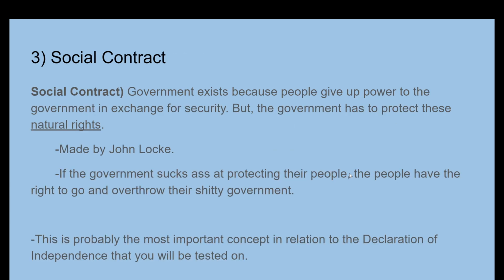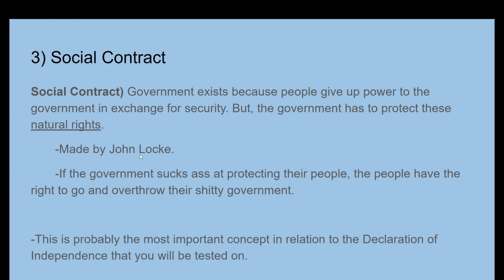Alright, and then we have social contract. This is a loose definition, but government exists because people give up their power to the government in exchange for security. But the government has to protect these natural rights in order for this social contract to be upheld. So people willingly give up their power for the government to give them security. This is pretty important too.